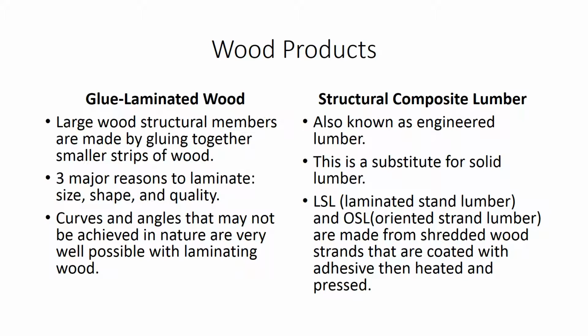Structural composite lumber is also known as engineered lumber. This is a substitute for solid lumber. LSL, laminated strand lumber, and OSL, oriented strand lumber, are made from shredded wood strands that are coated with adhesive, then heated and pressed.